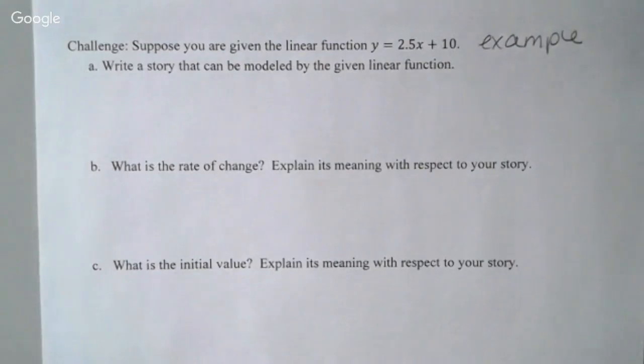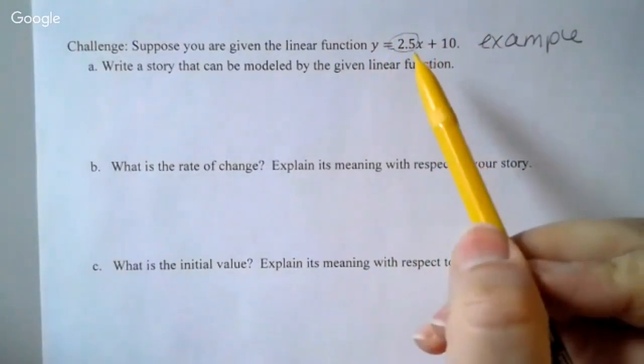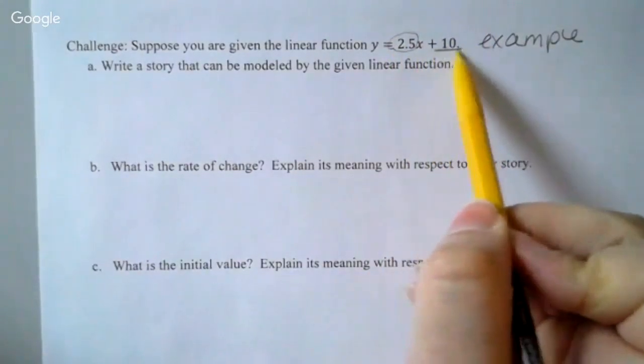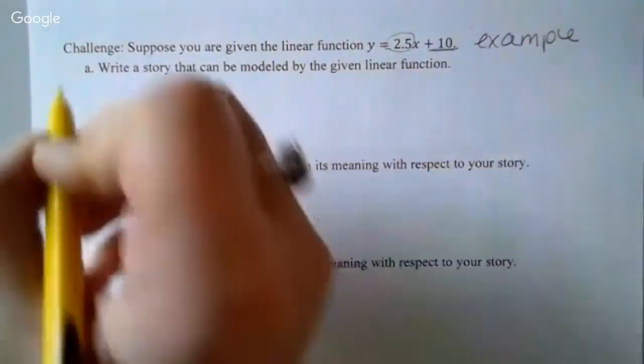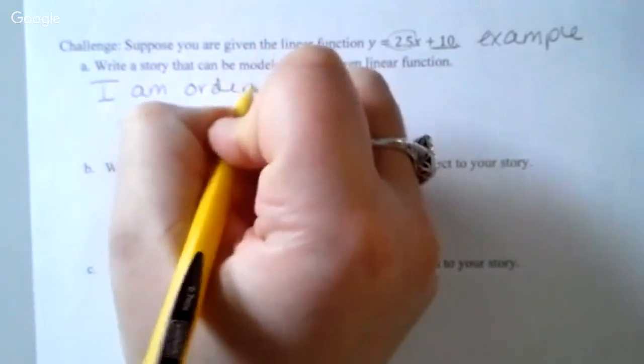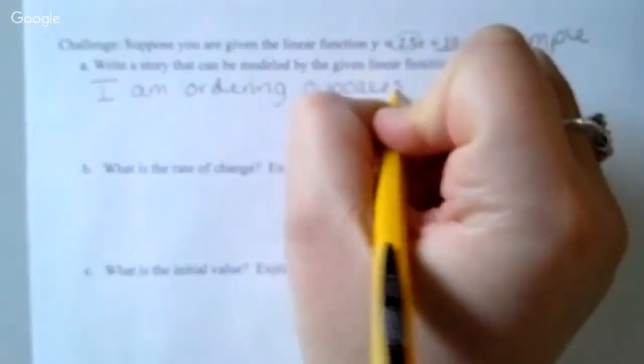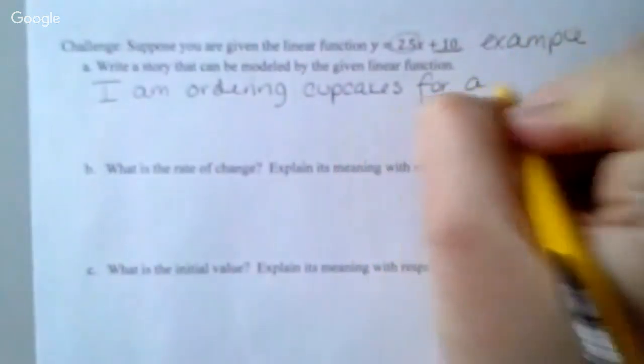So A says, write a story that can be modeled by the given linear function. So when you do something like this, you want to pay attention to the slope and make sure you describe that in a way that makes sense. And then you want to look at the y-intercept. So what I wrote is, I am ordering cupcakes for a birthday party.